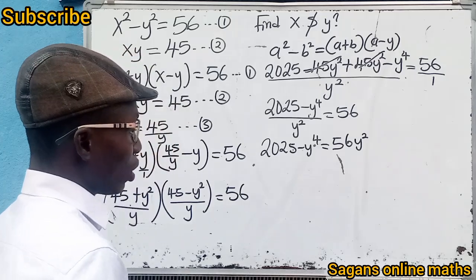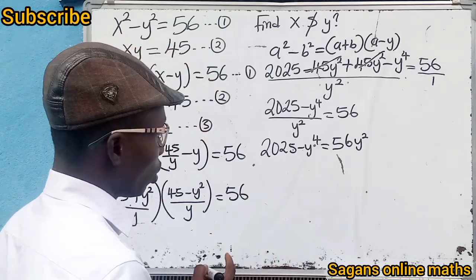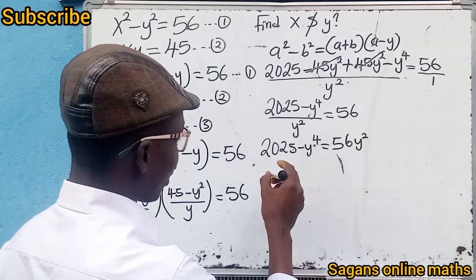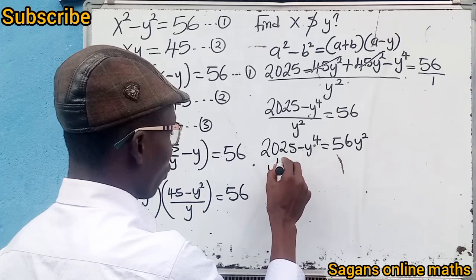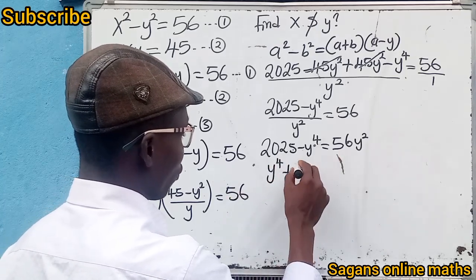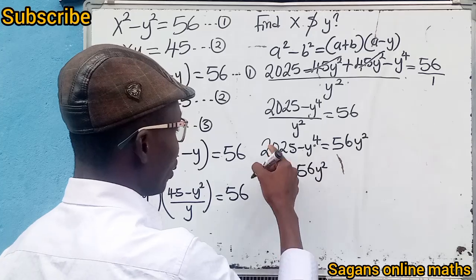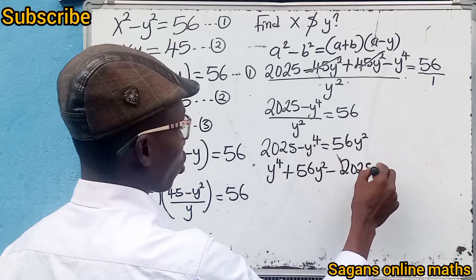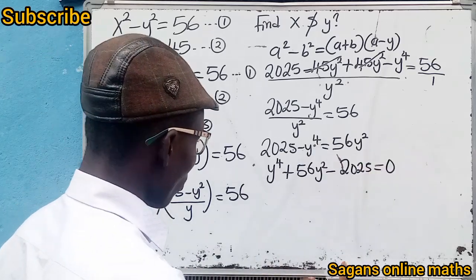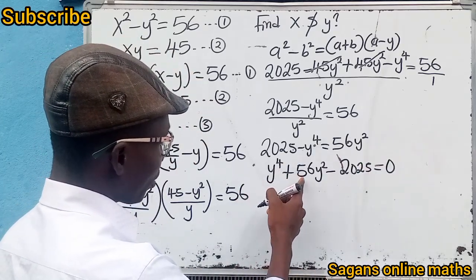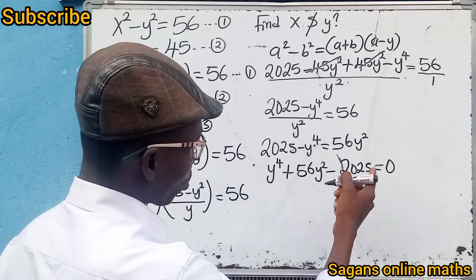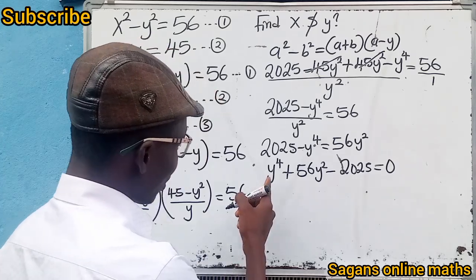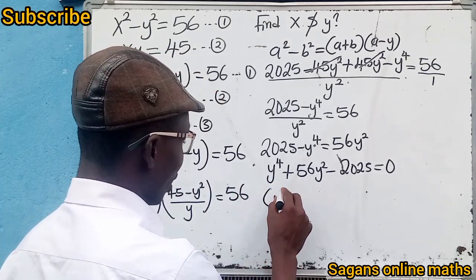Now we are going to move everything here to our right-hand side. If this crosses over, it becomes y to the power of 4, plus 56y squared. If we move 2025 here, it becomes minus 2025, and what will be left is 0. Now we have y to the power of 4 plus 56y squared minus 2025 equals 0. Now look at what we are going to do. We can do something very important here. We can write this as (y squared) all to the power of 2.